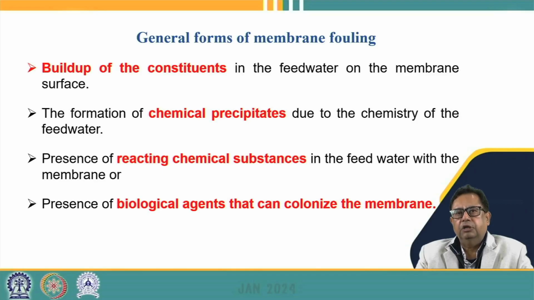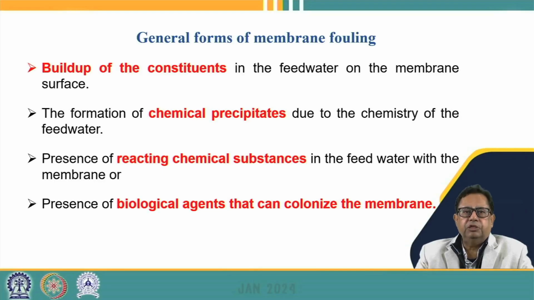After the buildup of the constituents, there can be another form of fouling. For example, chemical precipitates can be formed due to the chemistry of the feed water or wastewater being treated by the membrane. There are certain chemical species that can precipitate under certain conditions, and they also can lead to the fouling of the membrane. Similarly, certain substances can react with the surface of the membrane, corrode and erode it, and lead to the degradation of the membrane. That's why the membrane gets fouled or its performance reduces because of certain reacting species present in the water or wastewater which it is treating.